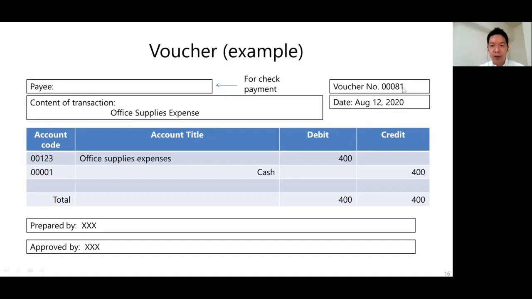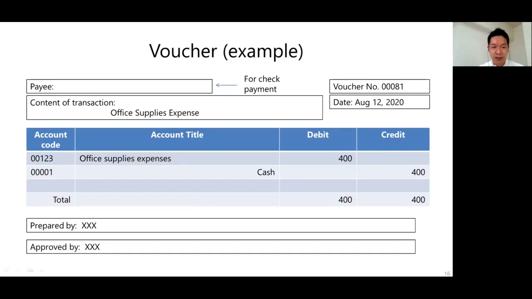And the voucher number and the date of the voucher making, and the account code if you use a computer system for the accounting, and the account title. In this case, office supply expenses is recorded with an account code of 123, and cash also. The debit and credit, this is the same way of making the journal entries that I just explained.